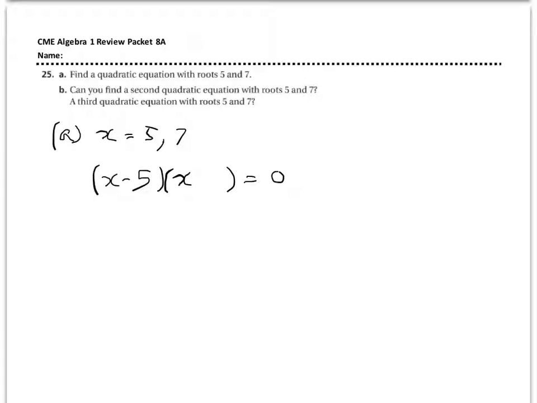B, can you find a second quadratic? Well, after that, you've got to expand this one so that you can find a quadratic for that. And then, can you find a second quadratic equation with roots 5 and 7? A third quadratic equation with 5 and 7? Yes, it is possible. And you learned that in class, so please do that.